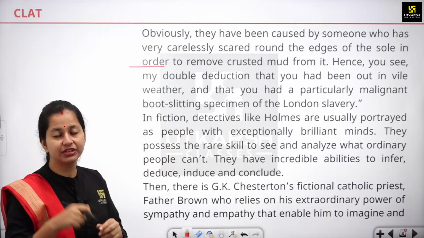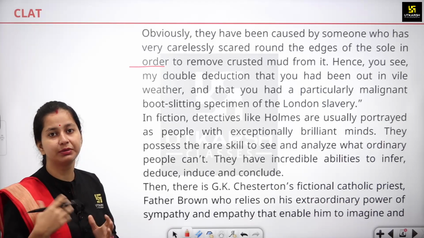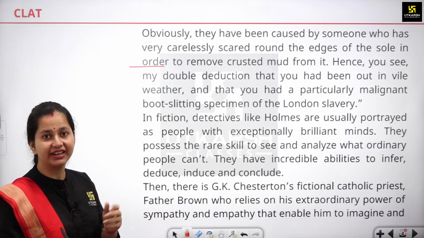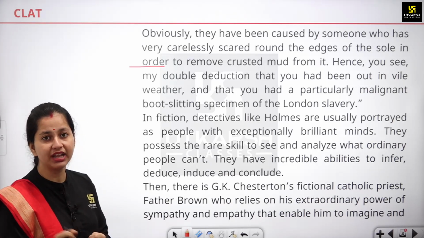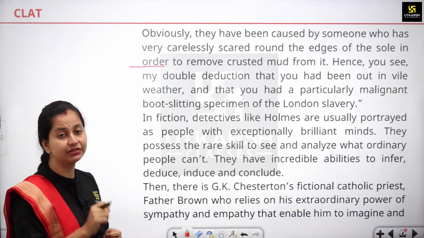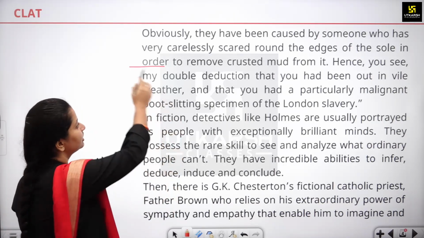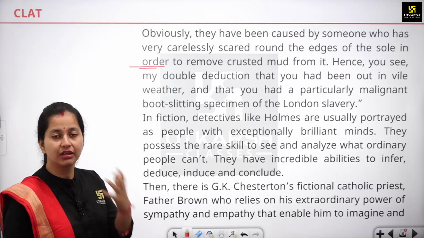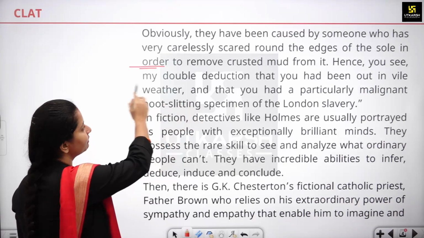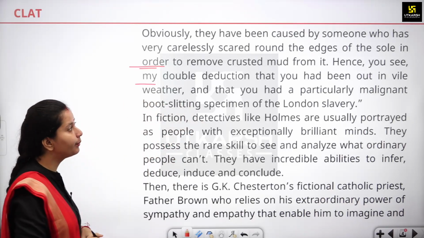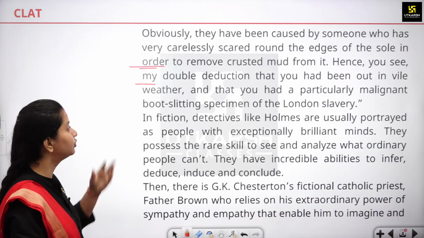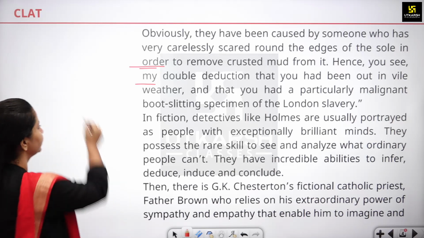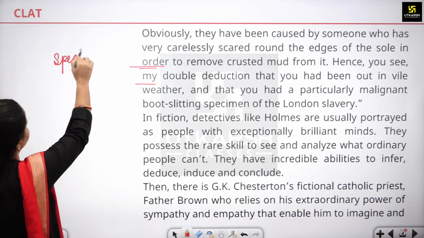So it means that since he was in rainfall, the mud might have stuck to his shoes, and in order to remove that crusted mud, she scraped around the edges of the sole. That's why she removed this crusted mud from his foot. Hence you see my double deduction: you had been out in wild weather, and you had a particularly malignant boot-slitting specimen of the London slavey. Specimen means example. What does specimen mean? Example.